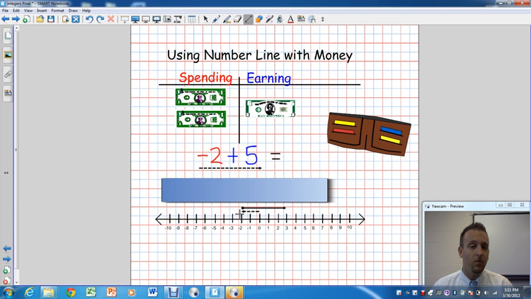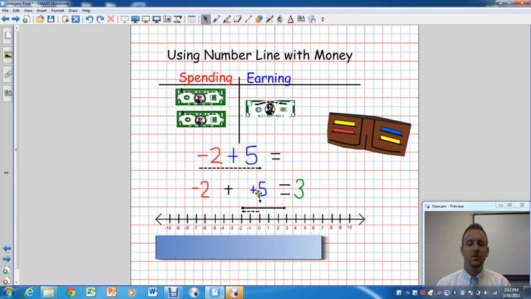Then they want us to add plus 5. And just like our problem before, the 5 is greater than the 2, or the positive number is greater than the negative number. So when we go 5 units to the right for positive, 1, 2, 3, 4, 5, we end up with a positive 3, and we went from the realm of the negative numbers to the realm of the positive numbers. Our answer would be -2 plus 5 equals 3.